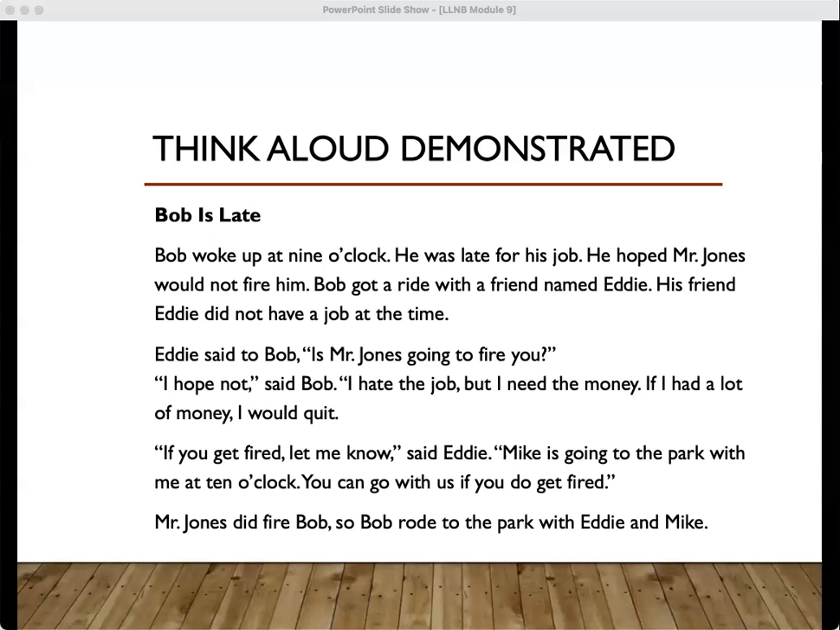So let's try this. Bob is late. Okay, the title tells me what happens to Bob. He is late for something. As I read, I will need to find out what he was late for, why he was late, and what happened because he was late.